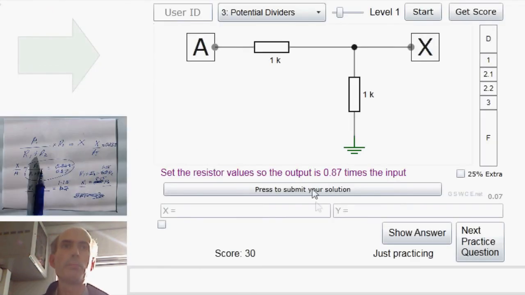So, back to the problem. If this point here is 0.15 times this point there, I could just make that 150 ohms. Then it would be 0.15 times 1,000, and I should get the right answer.